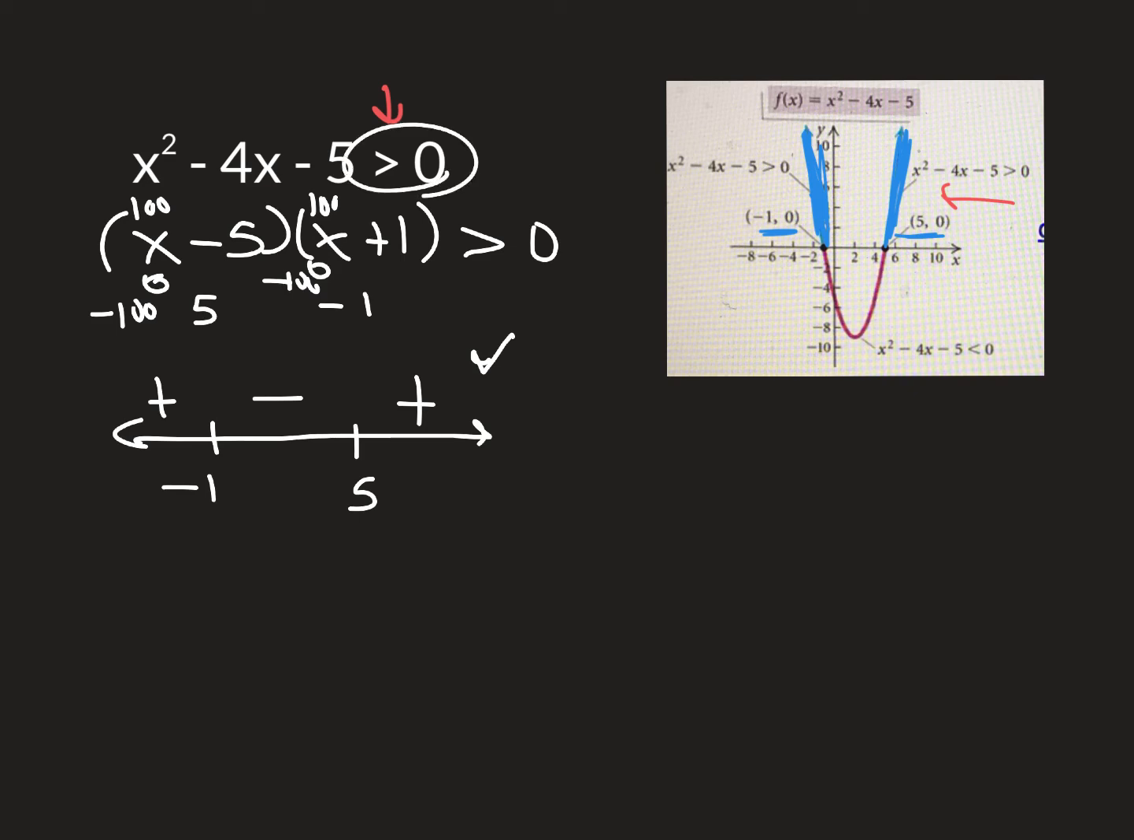Because it says greater than 0 in the problem, I'm looking for where the positive signs are. The positive signs are from -infinity to -1. And we're going to put a union symbol in the middle. And also from +5 to +infinity, that's where the pluses are. That's your answer. All there is to it. Let me show you one more, a little quicker.